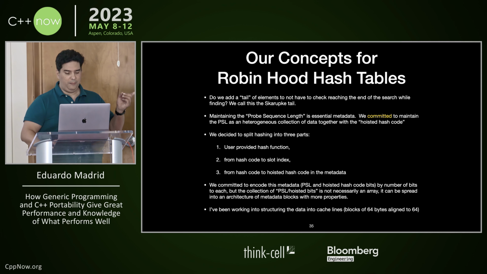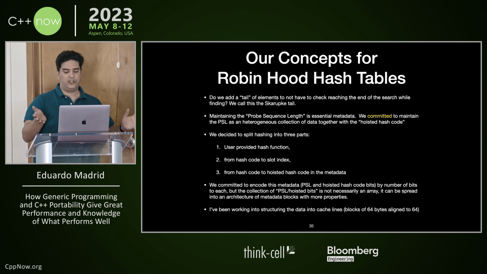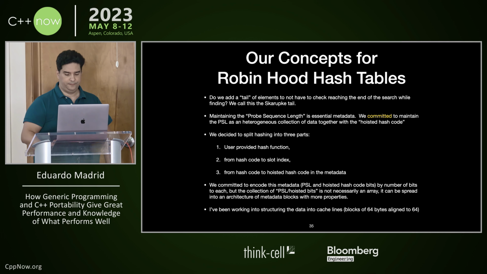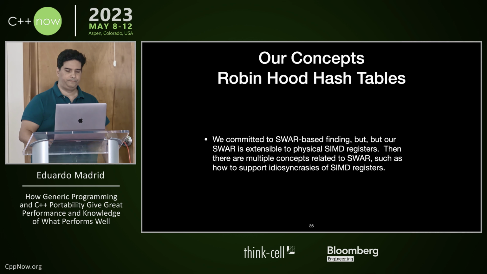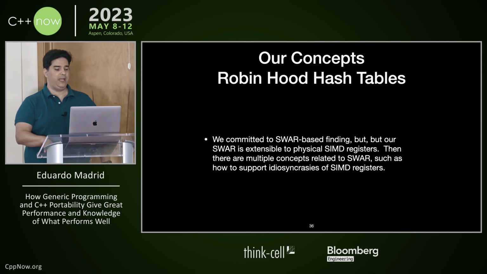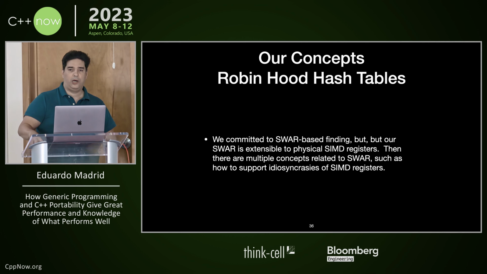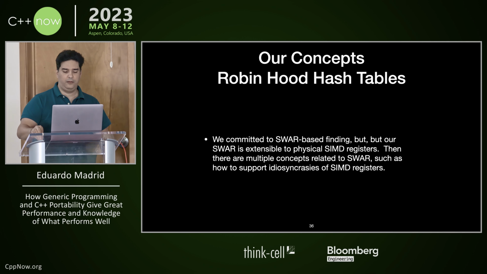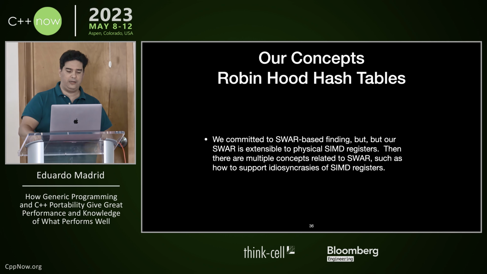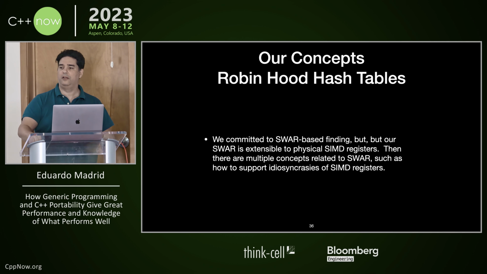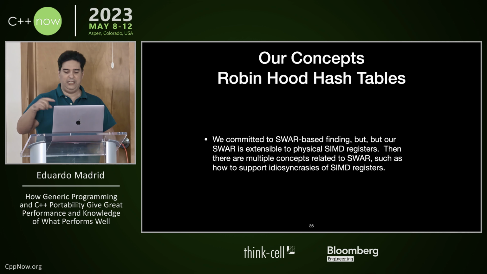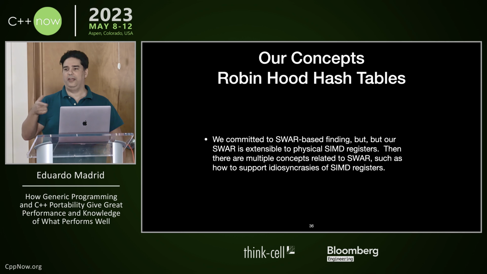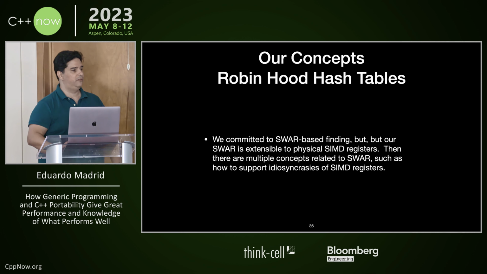And lately I have been working on structuring everything into cache lines, blocks of 64 bytes, and seeing how far I can get with it. Another hard commitment that we had from the very beginning is to do the SWAR-based techniques to do finding, but our SWAR is extensible to physical SIMD registers. So there are multiple concepts related to SWAR that have an impact on everything in our implementation of Robinhood.